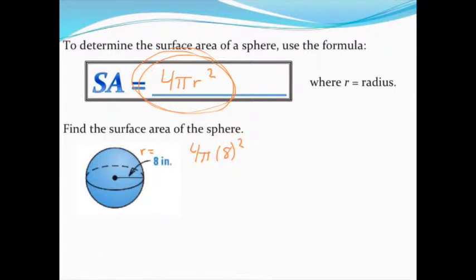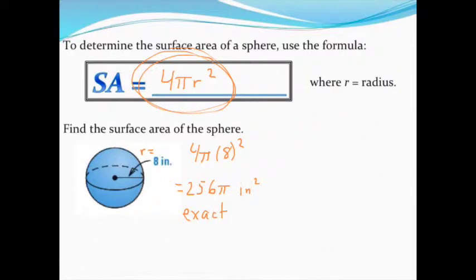Now this is where we want to be careful if we want to have an exact or an approximate answer. If I want the exact answer, just ignore the pi symbol and do all your work around this. So do 8 squared and get 64. 64 times 4 gets me 256. And then for the exact answer, just keep the pi symbol as is. So 256 pi inches squared is going to be my exact surface area.